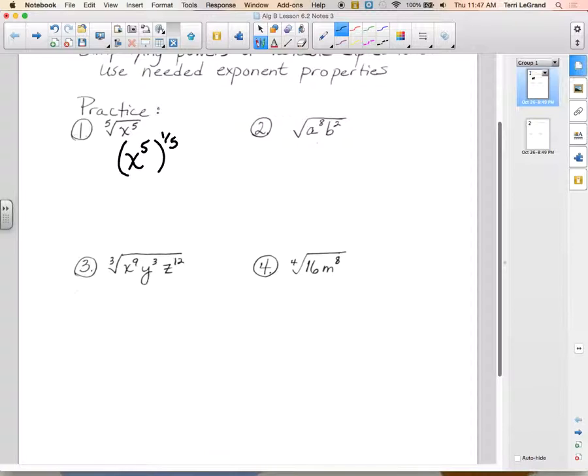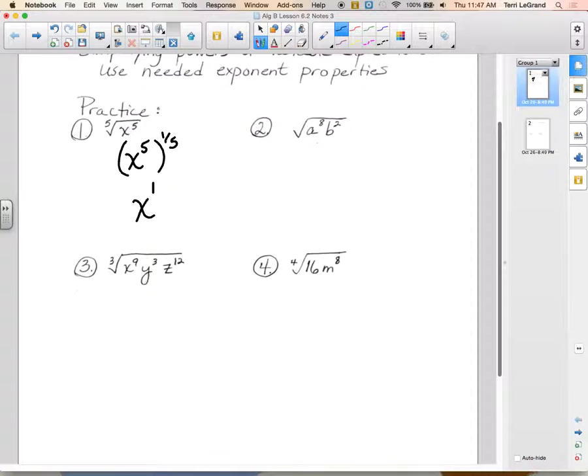Well, again, we just did this over here. I got a bunch of blank stares from you when I said, what do we do? Well, we take a power to a power, multiply the exponents, right? So we're going to take 5 times 1/5, or we could switch that around and say 1/5 times 5. Or we could say it to ourselves like this: what is 1/5 of 5? 1. So this becomes x to the 1st power, because 5 times 1/5 is 1.